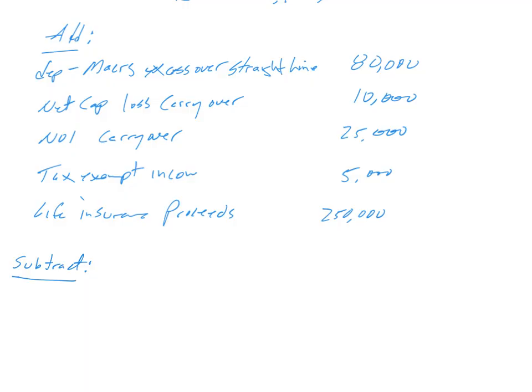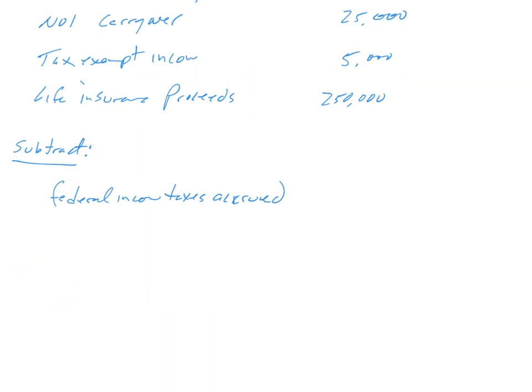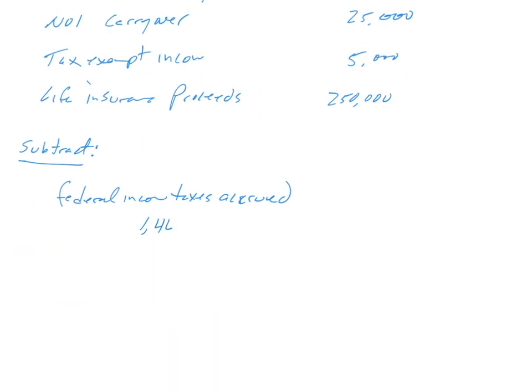All right, so now we have items to subtract. And remember, the first thing we have to subtract is federal income taxes. Okay, and how do we figure that out? Well, take our taxable income, multiply it by our statutory rate. Okay, and so that gives us, remember, all of these items are going to be subtracted. All right, so that's our first one.